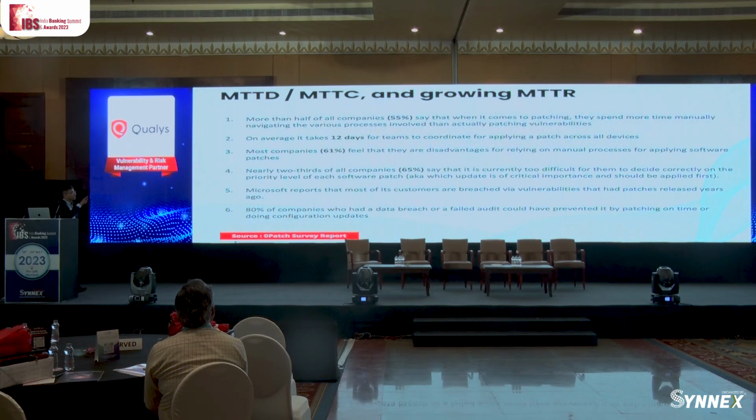Mean time to detect, communicate, and growing mean time to remediate. Why do we have this growing mean time to remediate? On an average, if we look, these are the stats which are published by a research company. It takes 12 days for different teams to coordinate to decide which patch has to be deployed. Not to deploy the patch, but just to come to an understanding that which patch has to be deployed across all devices. Almost 65% of organizations say that they have difficulties in identifying which patch has to go first. They don't have a clear strategy to identifying what should be patched first. Microsoft reports that most of the customers are breached by a vulnerability for which patch has been released years back. Right? So all these stats are there.